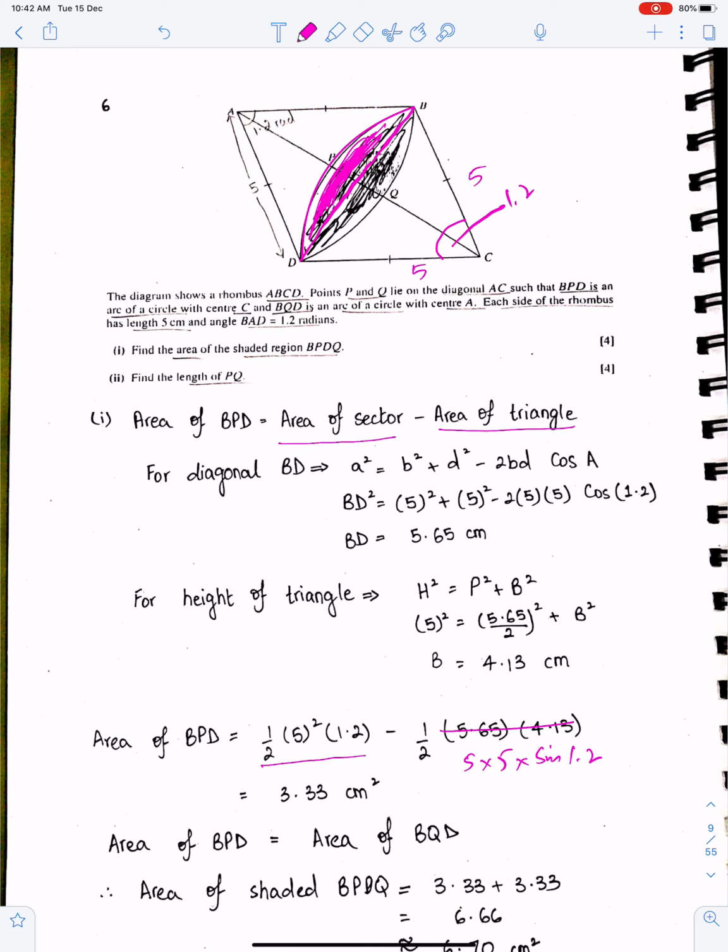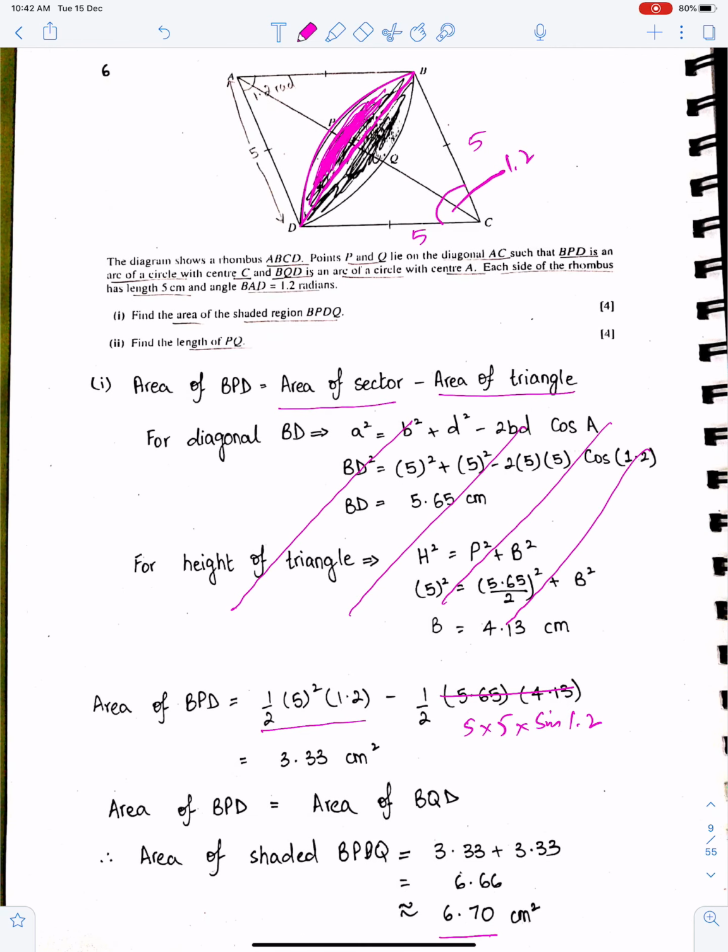This was not required. You could leave this. I'm sorry. Just use this formula, area of sector minus area of triangle. This is the area of sector, and this is the area of triangle with half. And just multiply your answer by 2.